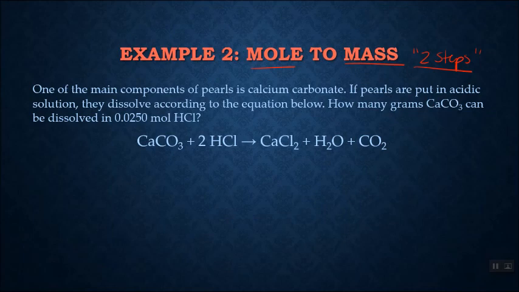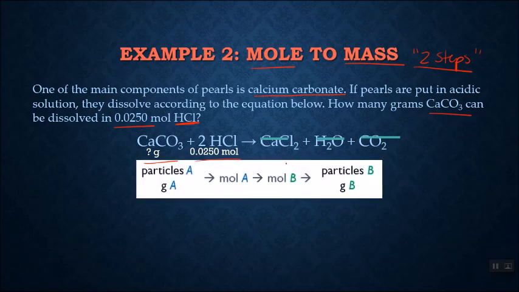In this particular one, one of the main components of pearls is calcium carbonate. If pearls are put in an acidic solution, they dissolve according to the equation below. How many grams of calcium carbonate can be dissolved in 0.0250 moles of hydrochloric acid? So let's look here. We're starting here with our hydrochloric acid, 0.0250 moles, and we're going to our calcium carbonate. So that means the other components of the chemical reaction we don't really need to look at. So calcium chloride, water, and carbon dioxide we can cross out or completely ignore at this point.